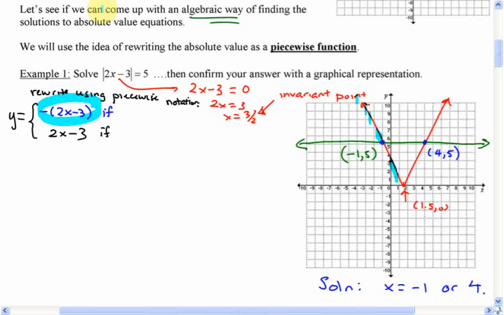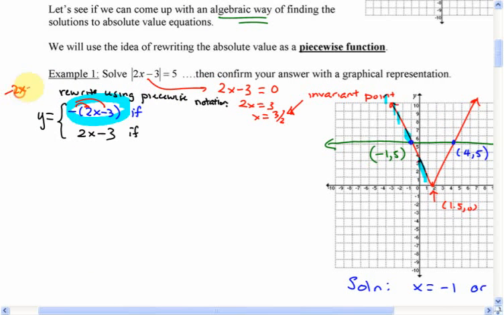Because it's negative, right? If you were to distribute this out, what do you get? You get negative 2x plus 3. Which part represents that, the downward sloping line or the upward sloping line? It's the downward part, right? So this is when x is less than 3 over 2. Okay?